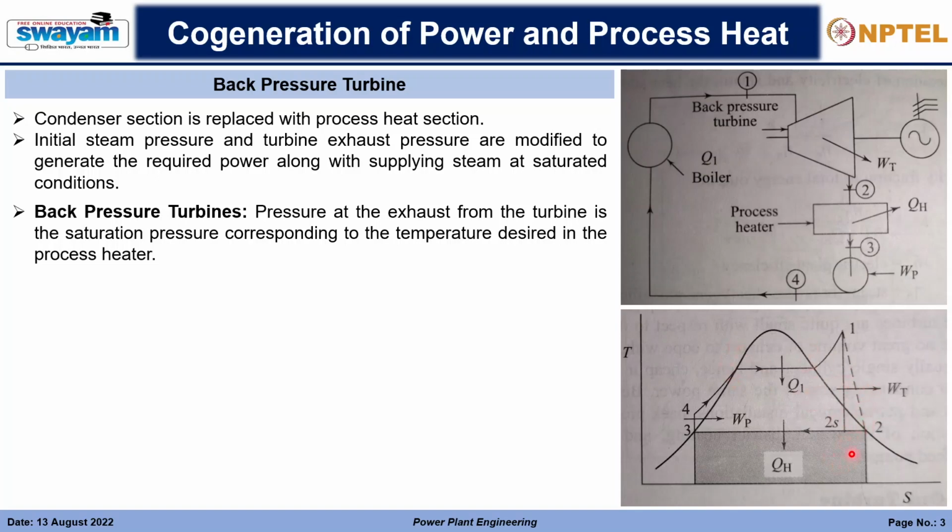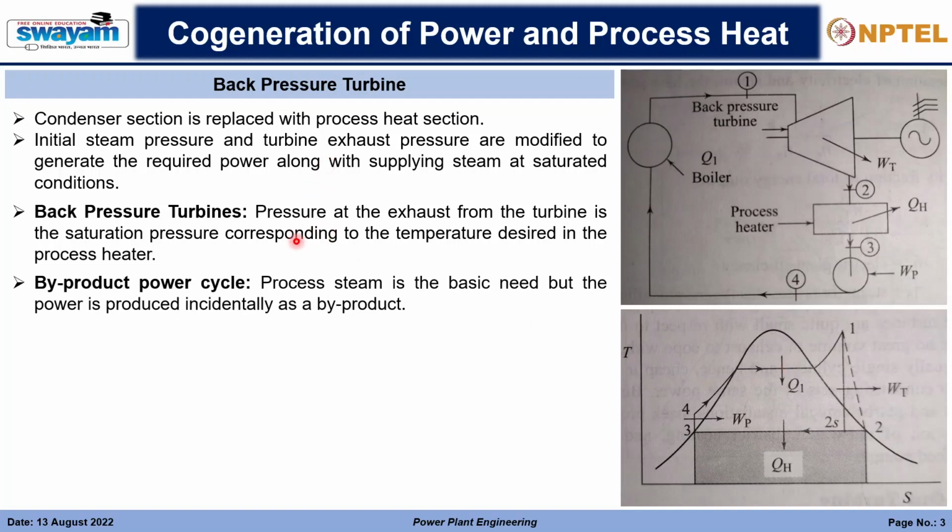So generally this process would have gone till this pressure point, but now we have restricted that and we have given some back pressure so that the expansion in the turbine stops at point 2, so that we get a saturated steam condition, and then from there the process heat part will take on. So that is why the back pressure turbine name came.